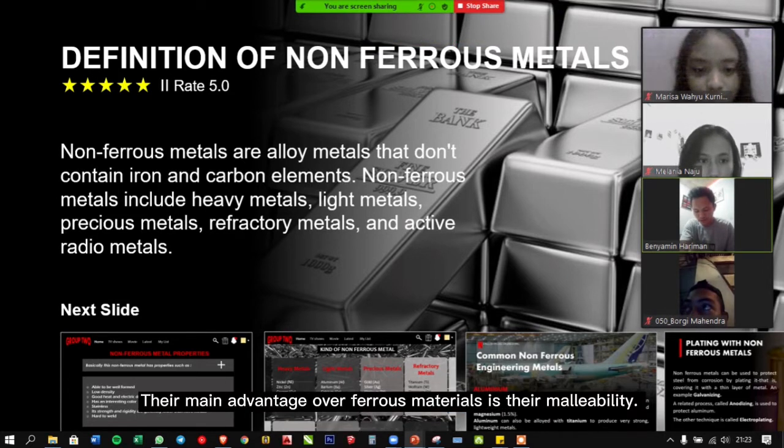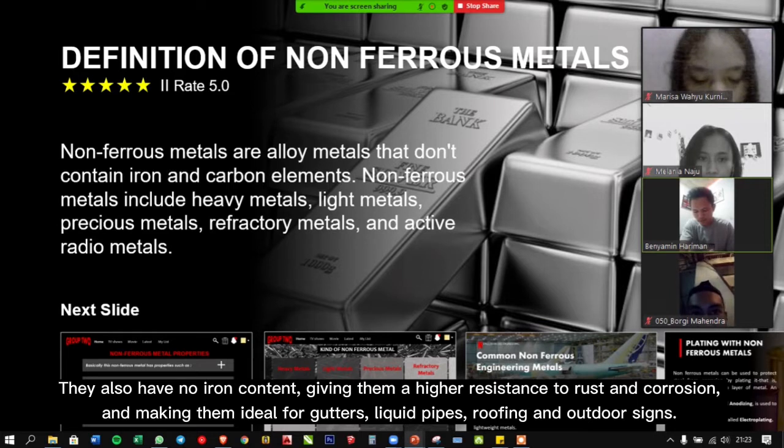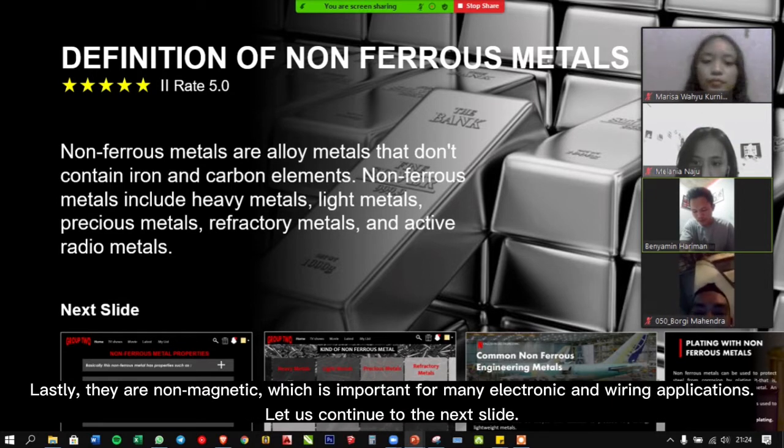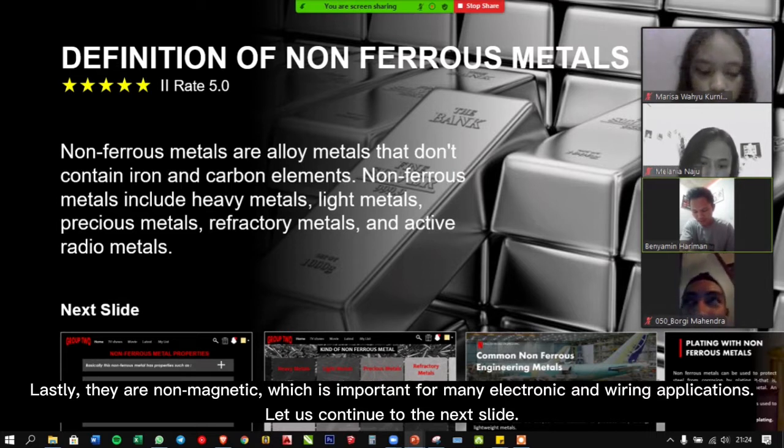Their main advantage over ferrous metals is their malleability. They also have non-iron content, giving them a higher resistance to rust and corrosion, and making them ideal for gutters, liquid pipes, roofing, and outdoor applications. Lastly, they are non-magnetic, which is important for many electronic and wiring applications. Let us continue to the next step.